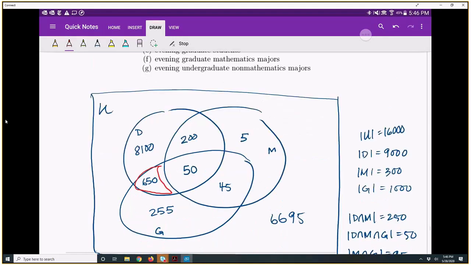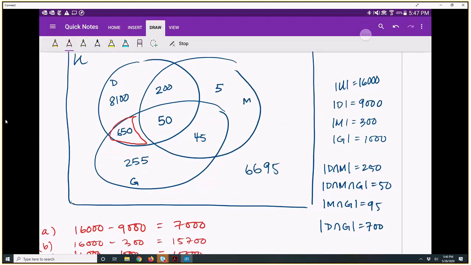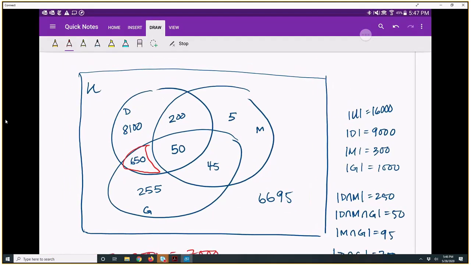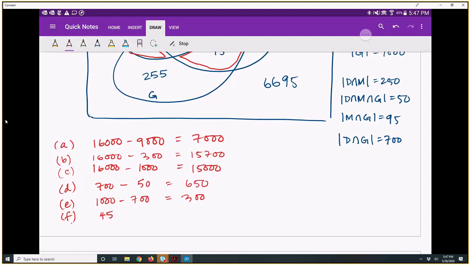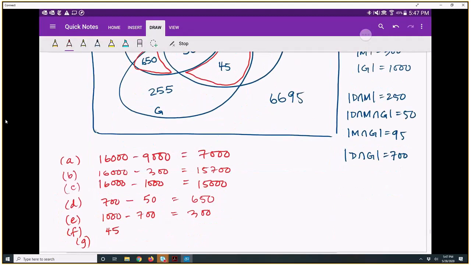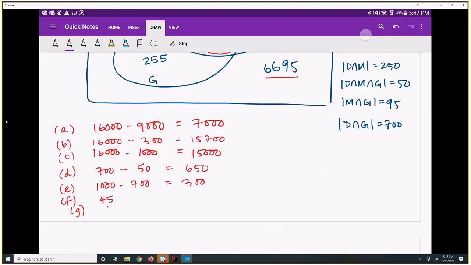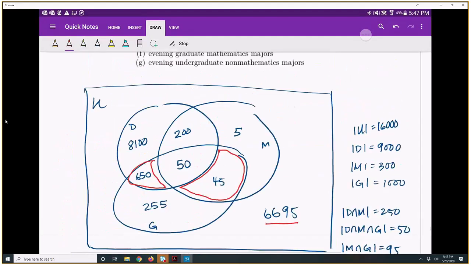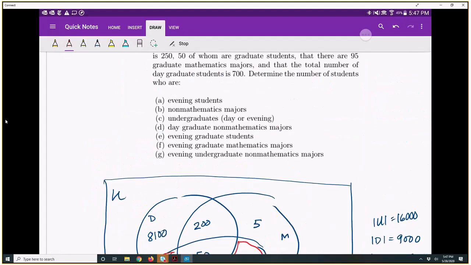Evening graduate math majors. So I want non-daytime students who are graduate math majors. That should be this piece here, because they're graduate students, they're math majors, but they're not daytime students. And lastly, evening undergraduate non-mathematics majors. That's going to be this group. Not in the daytime, not a graduate student, not a math major. There are 6,695 of them. We already calculated. And that's how you would answer such a question. That looks like this is the last exercise on this lecture note.